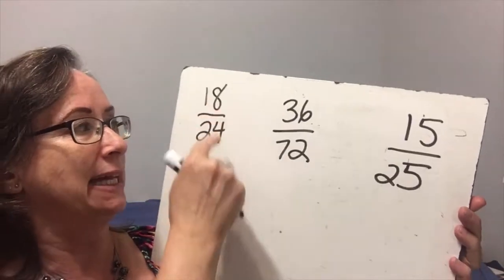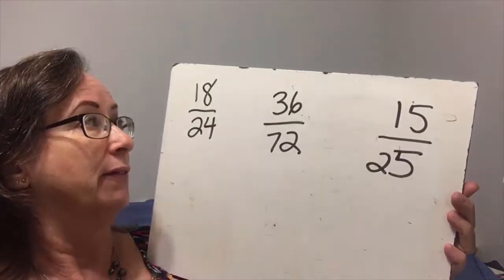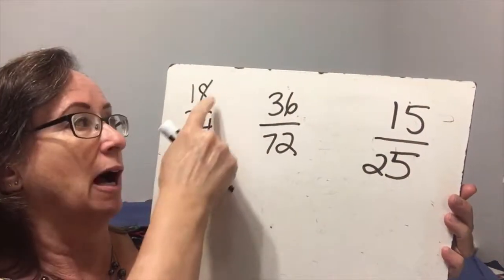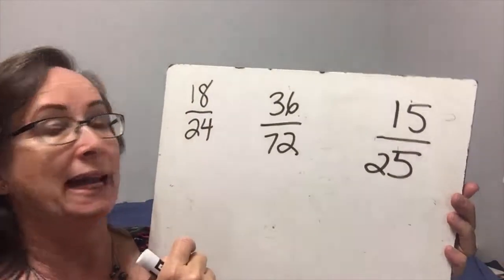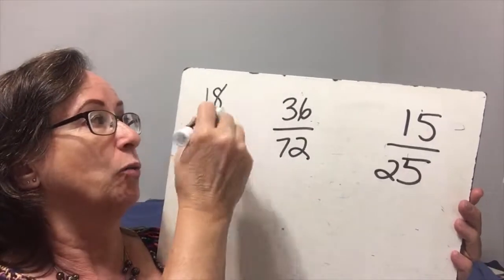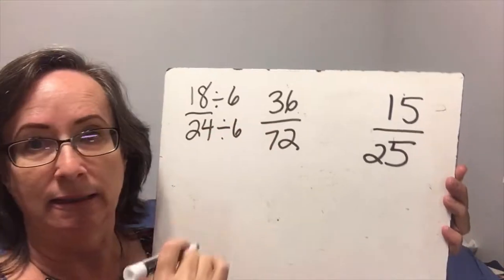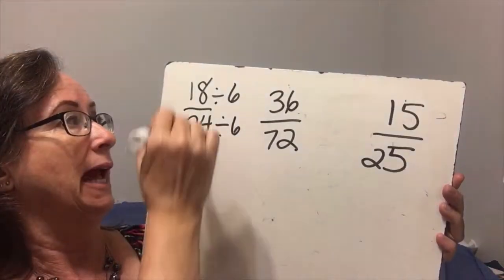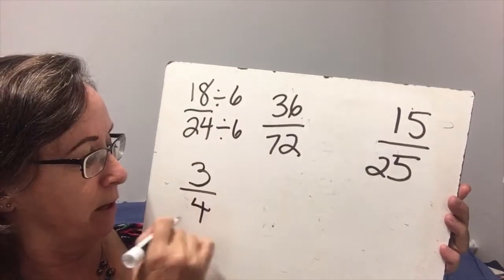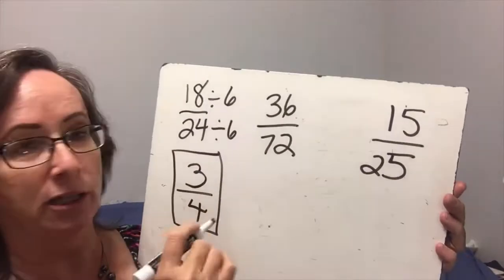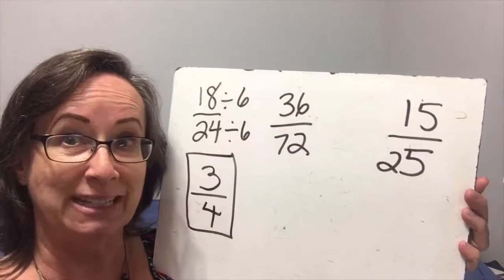Okay, so 18 and 24 are both divisible by what number? When you think about their common factors, aren't 18 and 24 both divisible by 6? So we're going to divide by 6 and divide by 6. Same thing on the top and the bottom, and then 18 divided by 6 is a 3, and 24 divided by 6 is a 4, and my simplified fraction that is equivalent to 18 over 24 is 3/4. That's all there is to it.